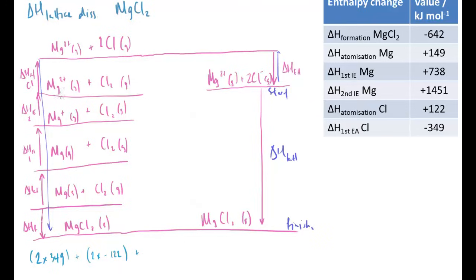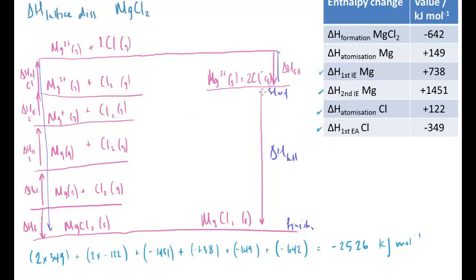Very important. Now I can ignore having to double things up because I'm onto my nice sort of normal ground. Mg, the second ionization energy there. So we've done that one. Second ionization energy was 1451, reversed. First was 738, so reversed. And then on to atomization of magnesium, which is going to be 149, obviously reversed again. And finally, I add to that my normal value, not reversing it, of my formation, which is 642. And when I add those together, I should find a value of 2526 kilojoules per mole.